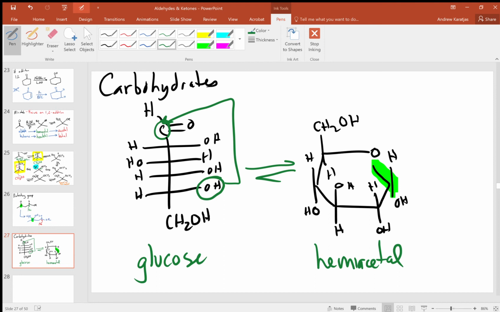And again, this is a reaction that's very common for sugars, and we often find sugars not in their open form, but in their closed form, which exists as hemiacetals.